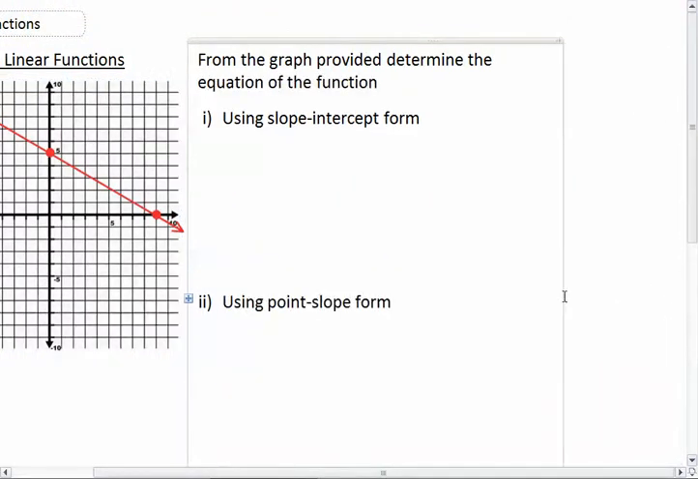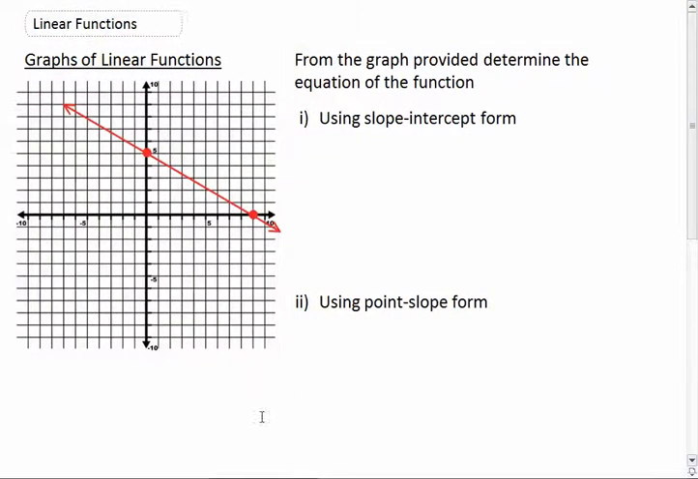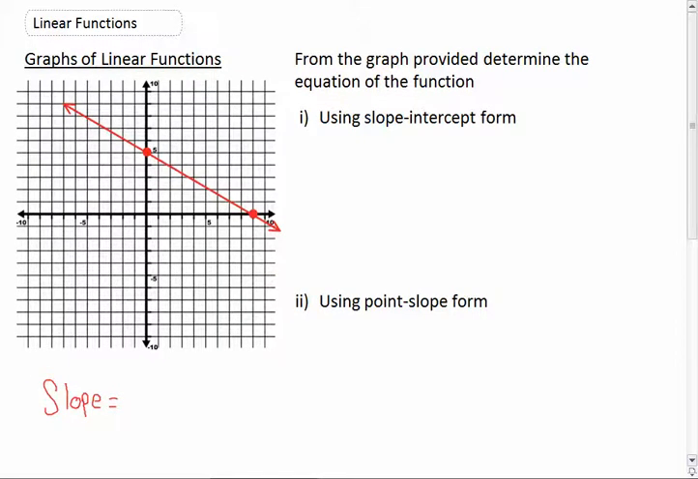And we're going to take a look at pulling some information from a graph. Okay? So from the graph provided, we want to determine the equation of this function. So we want to use both slope-intercept form and point-slope form. So both of these require us to find out the slope. Remember, we determine slope between integral points. So what's the slope of this function? Okay, I'm going to give you a head start on this. All right, so let's take a look here.